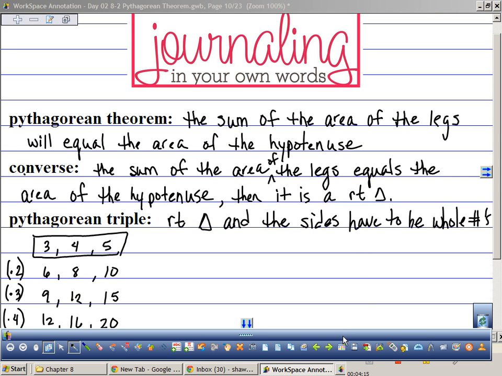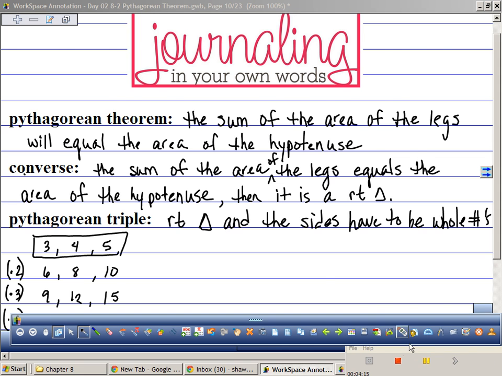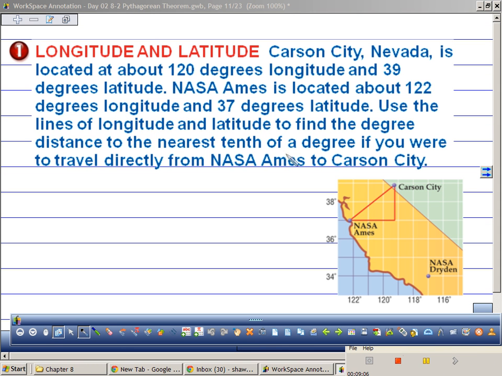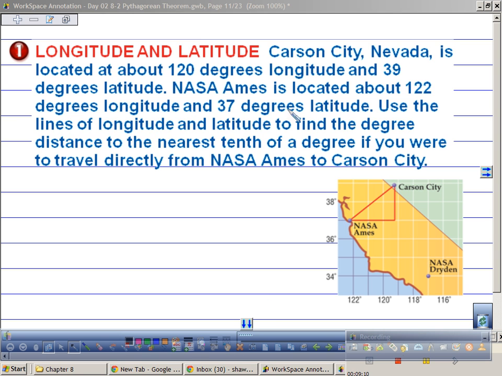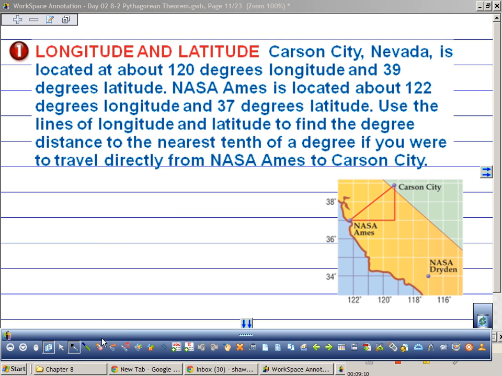Can we move on? Okay, lots of writing. Don't freak out. You don't have to write all of this down. Let's just read it together. Let's make sense of it.